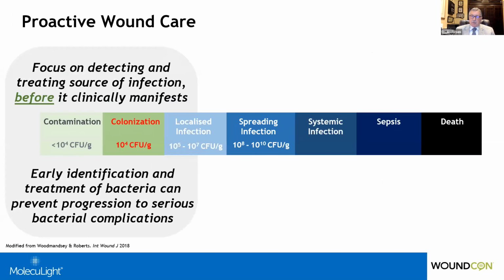The proactive approach is being able to identify bacteria at that level of 10 to the fourth. So if we can, at point of care, identify colonization at 10 to the fourth, when it does start to have a negative impact on healing, we can be proactive in treating at that level and promote better healing, but also stop the progression to a localized spreading infection, a systemic infection, sepsis, and or death. So early identification at that level. Next slide.